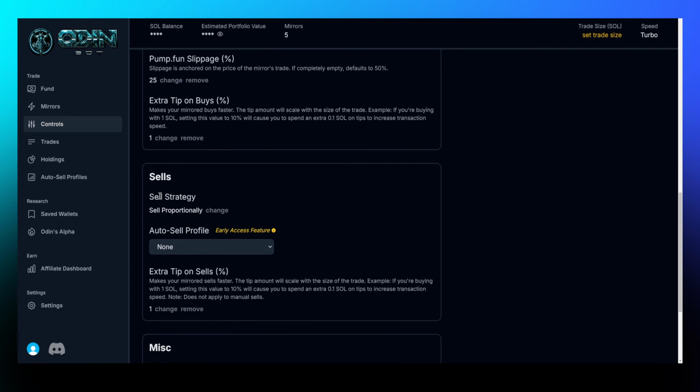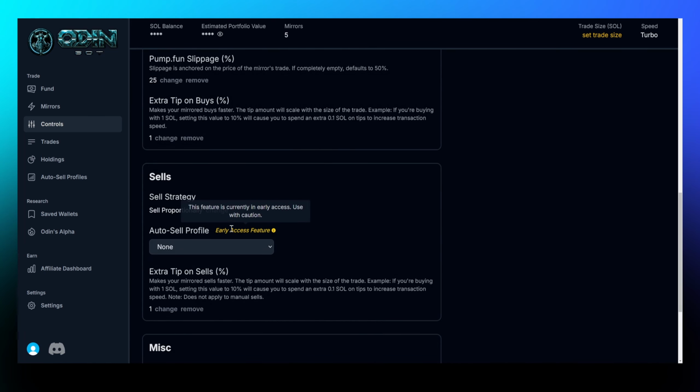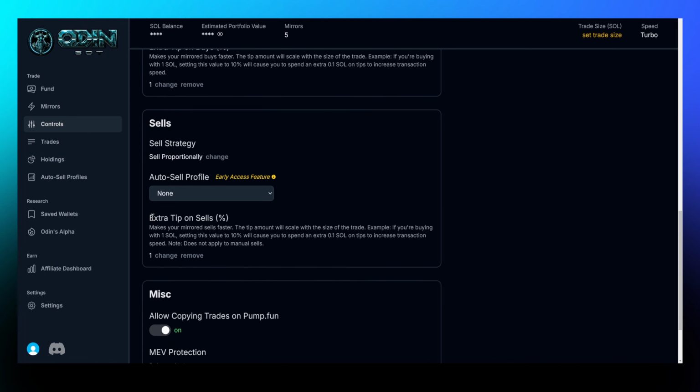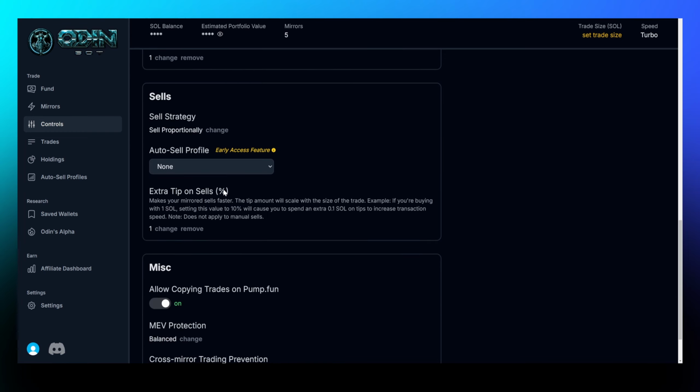Moving on, we have the sell strategy, which can be either sell 100%, which means that whenever the mirror wallet sells, you're going to sell 100%, sell proportionally, which means that if the wallet sells 20%, you're also going to sell 20%, or you can directly choose not to copy trade the sells. Later, we have the auto sell profile, which means stop loss and take profit, which we're going to dive deeper into later on, and the extra tip on sells, which is the same thing as the extra tip on buys.